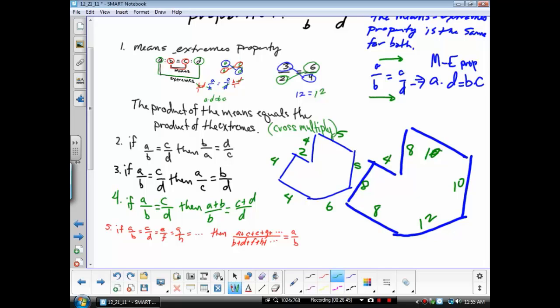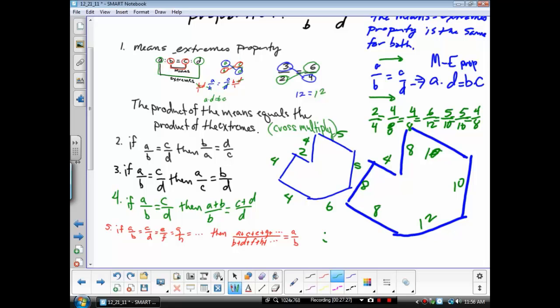What this last property tells me is, if I find the perimeter, notice I could write all of these as ratios. 2 is to 4 as 4 is to 8, as 6 is to 12, as 5 is to 10, as 5 is to 10, as 4 is to 8. That is using all these sides in proportion, with the equal sign in between all of them.